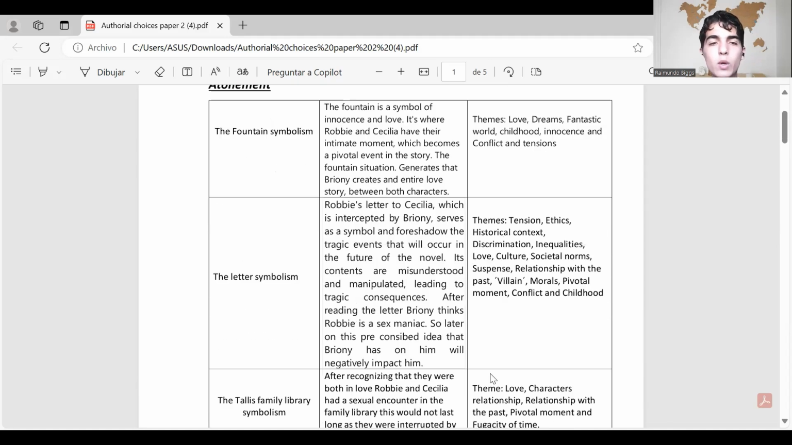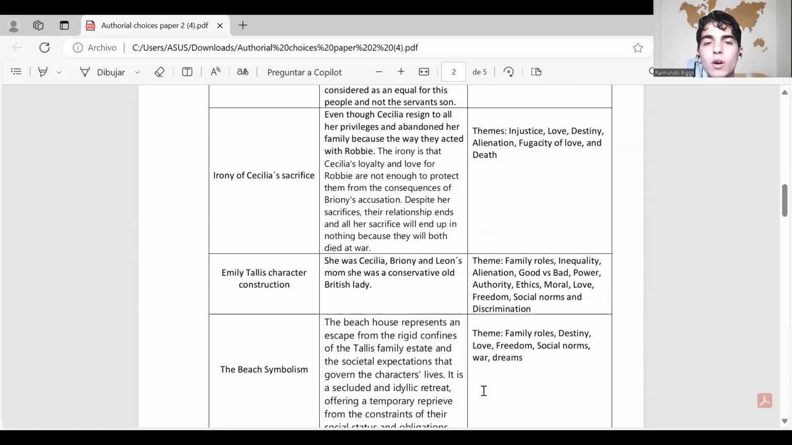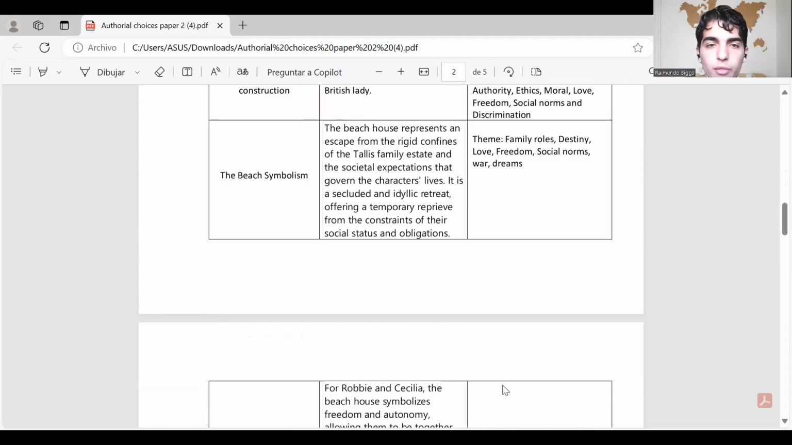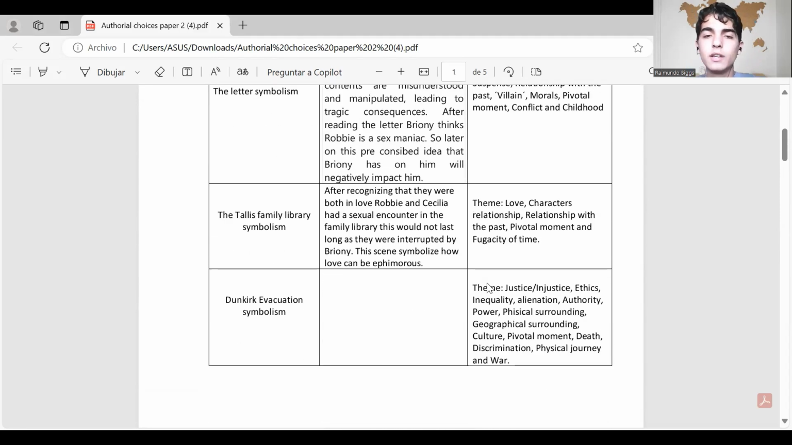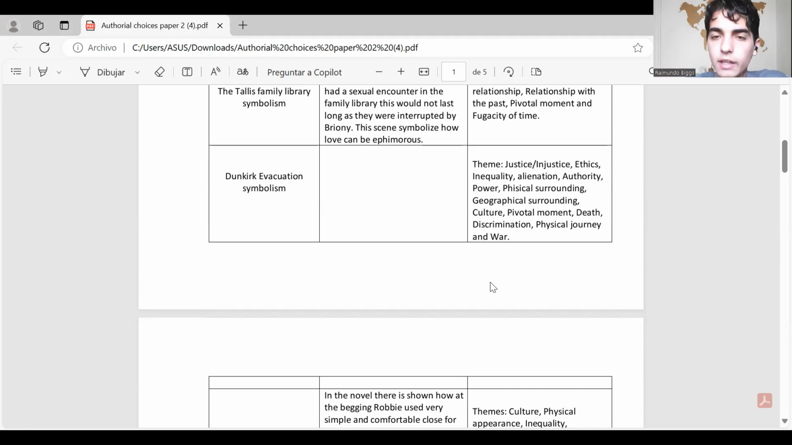So I really recommend you to sit and write 10 to 12 authorial choices for each novel, and write what themes you could use those symbolisms in if the prompt is similar.